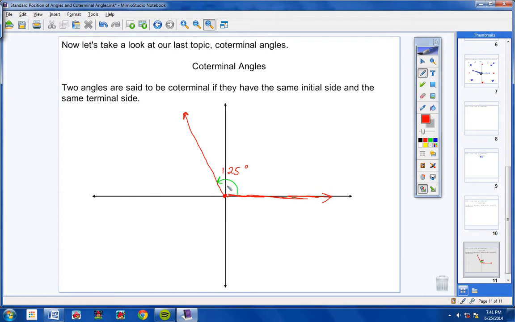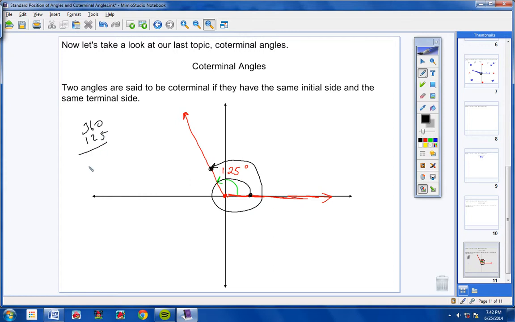So we have to start on the same initial side. We're going to rotate around once, that's 360, and then 125 degrees more because we have to stop right here. All right, so 360 plus 125, 485 degrees would be a positive coterminal angle for 125.